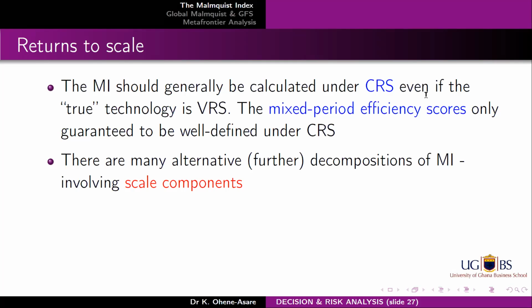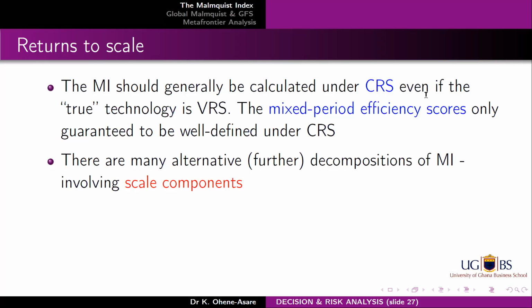Part of your objective is to determine the returns to scale underlying the industry. Now, even if the returns to scale underlying the industry is a variable returns to scale technology, some people believe that the Malmquist should generally be estimated under CRS. But that is balderdash, because you wouldn't want to estimate Malmquist under CRS when in reality the technology is VRS. Otherwise, you are going to make conclusions based on CRS when in reality the firms are of different sizes.